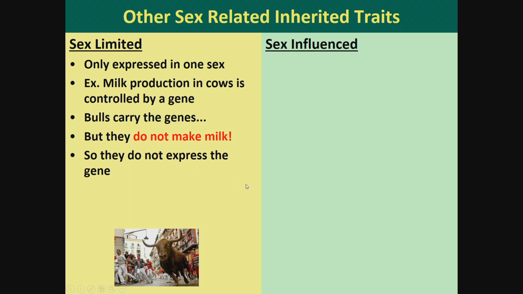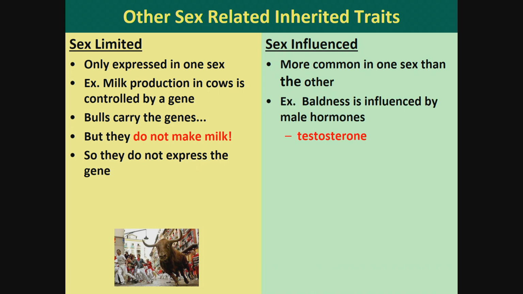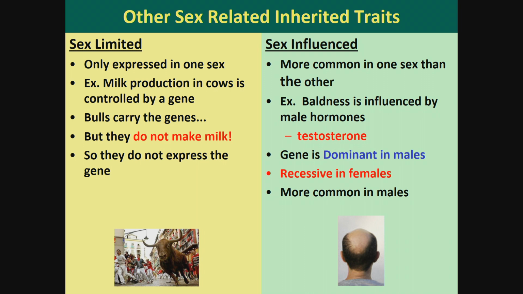Sex-influenced is present in both sexes, but more common in one sex than the other. Our example is baldness. It's influenced by male hormones. Therefore, the gene is dominant in males and recessive in females, so more common in males.